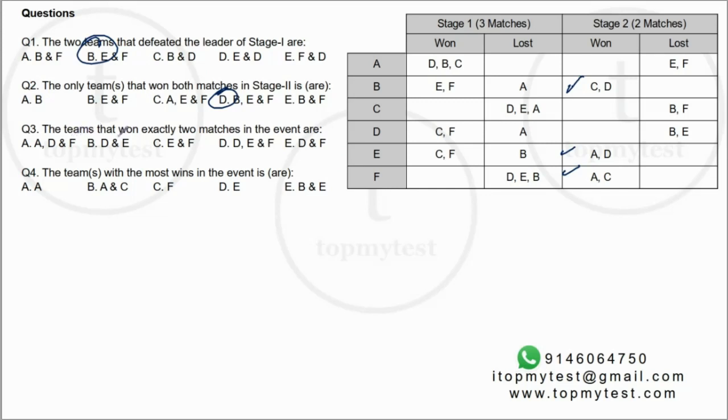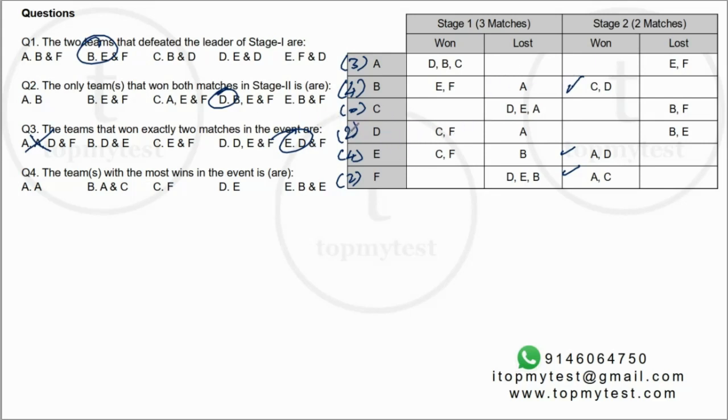Question number 3. Teams that won exactly 2 matches in the event. They should win overall only 2 matches. Right? A has won 3 matches. So A is out. A cannot be in the answer. So you have D, E, F. Okay. Let's look at the totals. B has won 4 matches. A has won 3 matches. C has won 0 matches overall. D has won 2 matches. E has won 2 plus 2, 4 matches. And F has won 2 matches. So the teams which have won exactly 2 matches in the event are D and F. Option E.